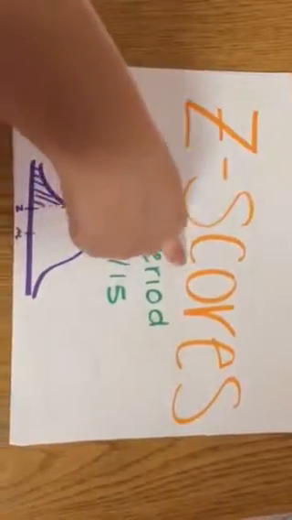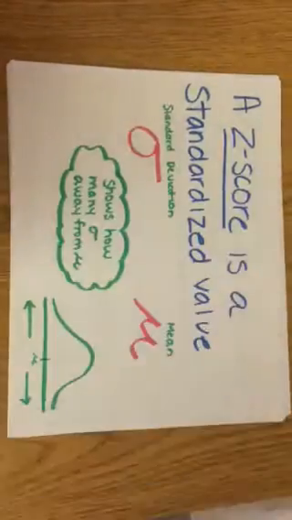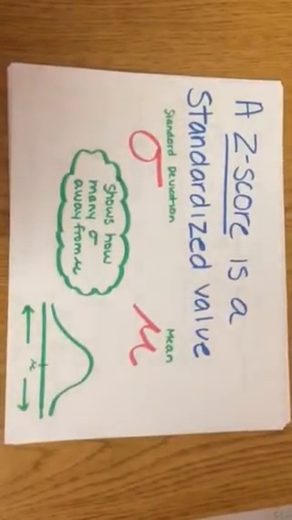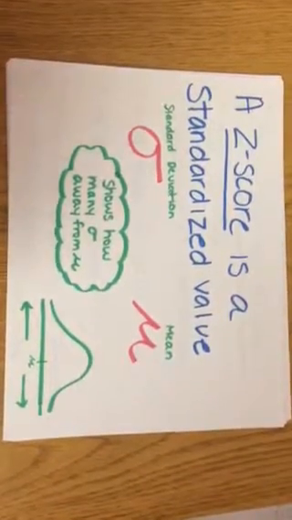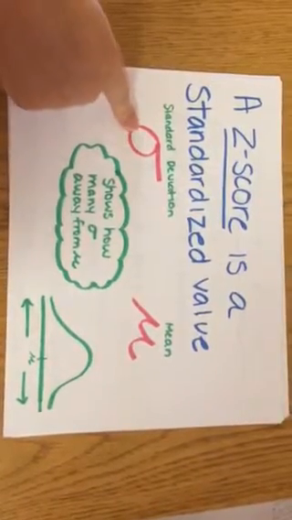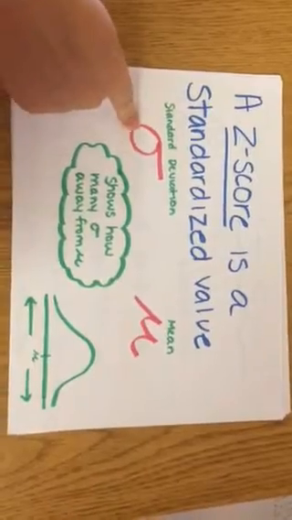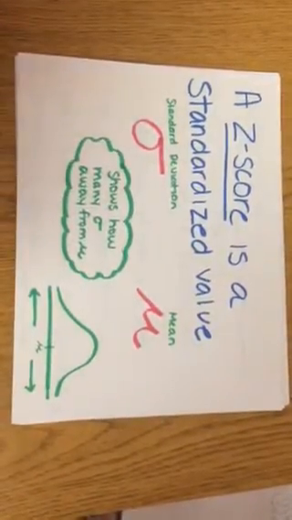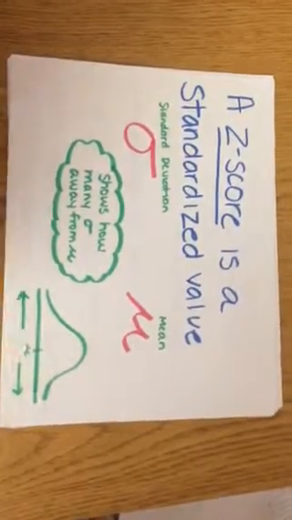Today we're going to teach you about z-scores. A z-score is a standardized value that shows how many standard deviations the original observation falls away from the mean and in which direction. A standard deviation measures spread by looking at how far the observations are from their mean, and a mean is the average of all values in the data set and is the center of a normal curve.